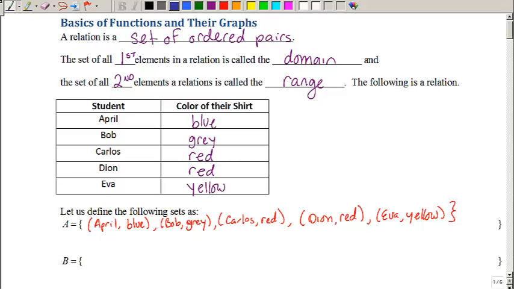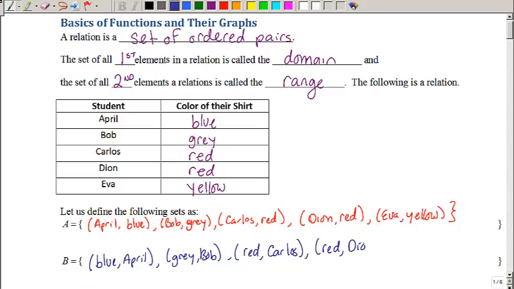Similarly, I'm going to create another set B, yet this time I'm going to create the set so that the ordered pairs are opposite. Blue, comma, April, gray, comma, Bob, red, comma, Carlos, red, comma, Dion, and yellow, comma, Ava.